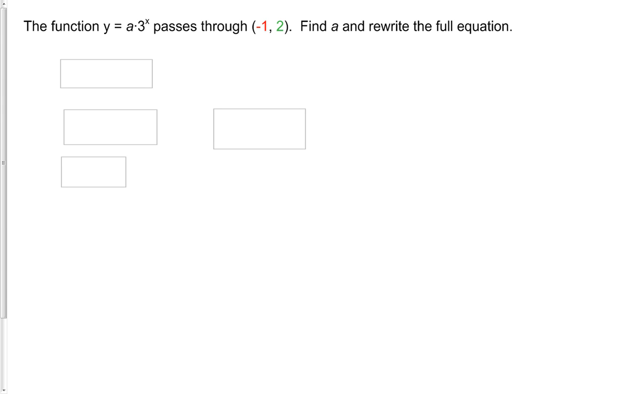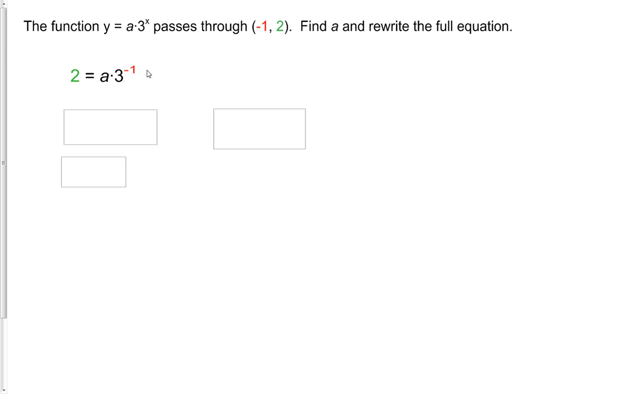In these problems, we're given the function y equals a times 3 to the x and a point, -1, 2. What we need to do is solve for a and then rewrite the full equation that we're given here. As you may suspect, since we have an xy coordinate and we have an equation with an x and a y in it, we simply pop those in to solve for a. So let's go ahead and do that.